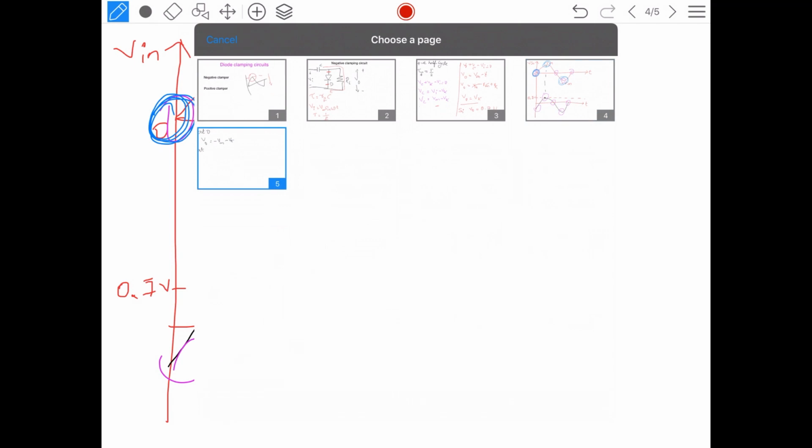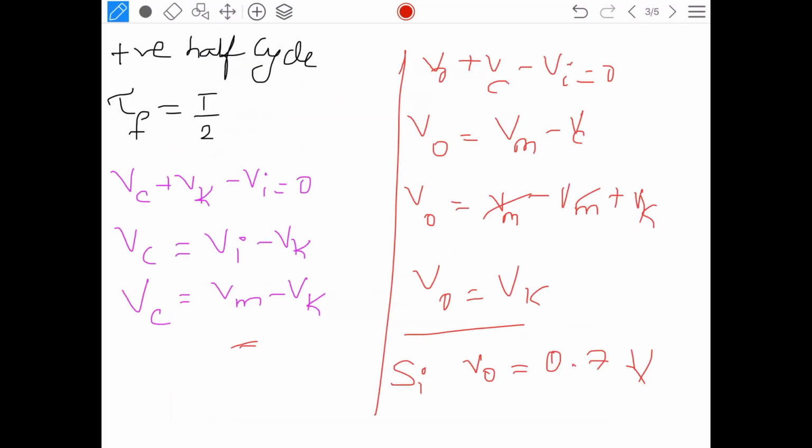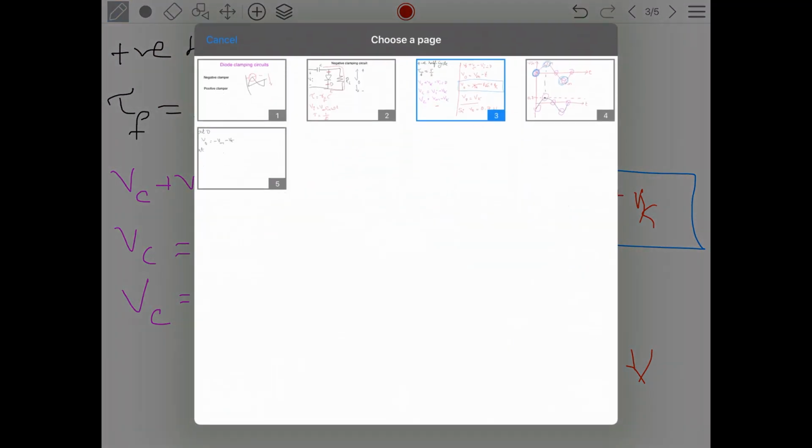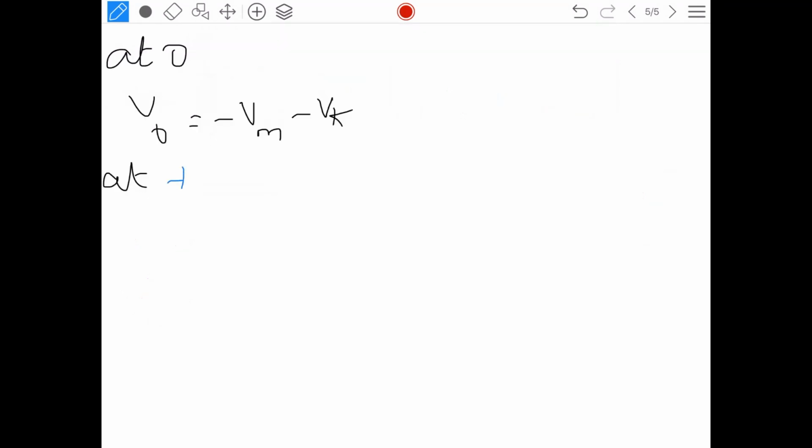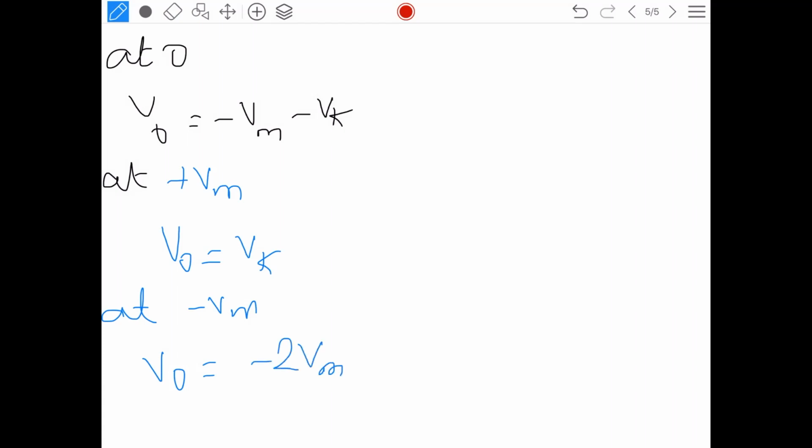So, here for input 0, what did we do? Minus Vm minus Vk, I am substituting it into this equation. Remember this equation, I am substituting. Now, input is plus Vm, correct. Vout is equal to Vk. Now, input is at minus Vm, Vout is equal to minus 2Vm plus Vk. So, substituting different values, you will be able to get different peaks.